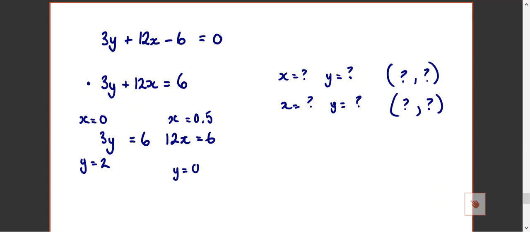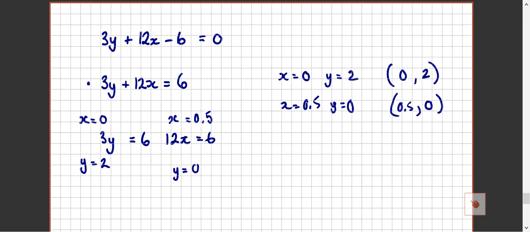All right, so let me hide that. So I can now replace my question marks, all right? So I know that when x is 0, y has to be 2, and when x is 0.5, y has to be 0. So I've got 0, 2, and 0.5, 0. How can I then use that to graph? You just draw those 2 points, yeah.